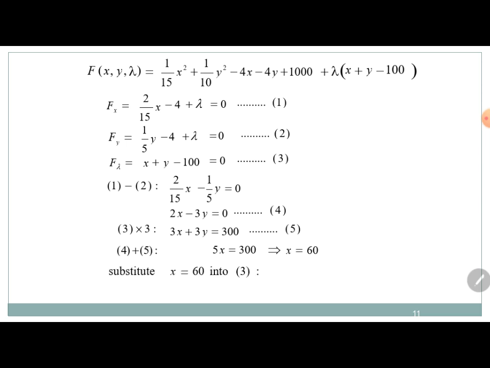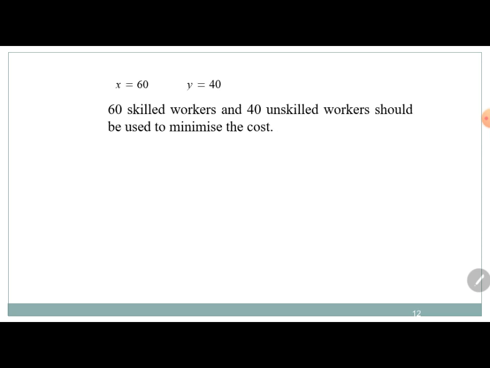So y is equal to, we can also substitute into the constraint, right? So the constraint is, we need to substitute into any of the function xy. So 60 plus y minus 100 is equal to 0. So y is equal to 40. Right? So we have the number of workers. So for x is the skilled workers, we need 60 skilled workers, and y equal to 40. So we need the 40 unskilled workers. So that is the number of workers that we need to use to minimize the cost.